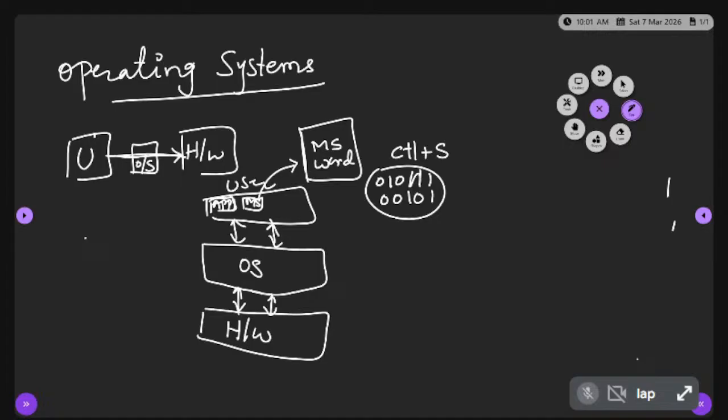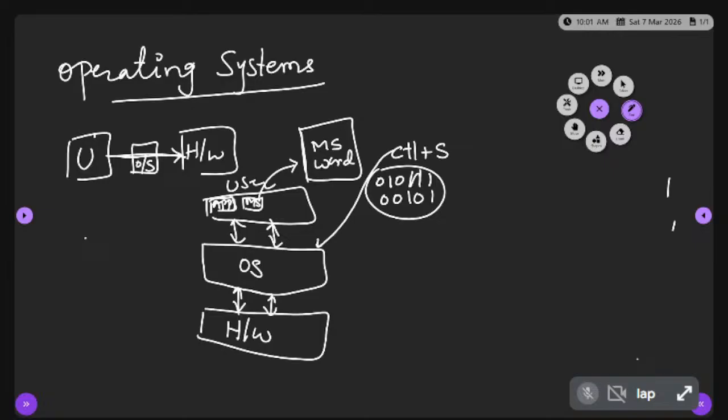Instead of remembering that, that is very easy, Control S, right? Once this Control S button is pressed, the operating system will be enabled, and whatever file is there will have this meaning. Control S meaning is that we have to save this MS Office, MS Word, into our memory location.